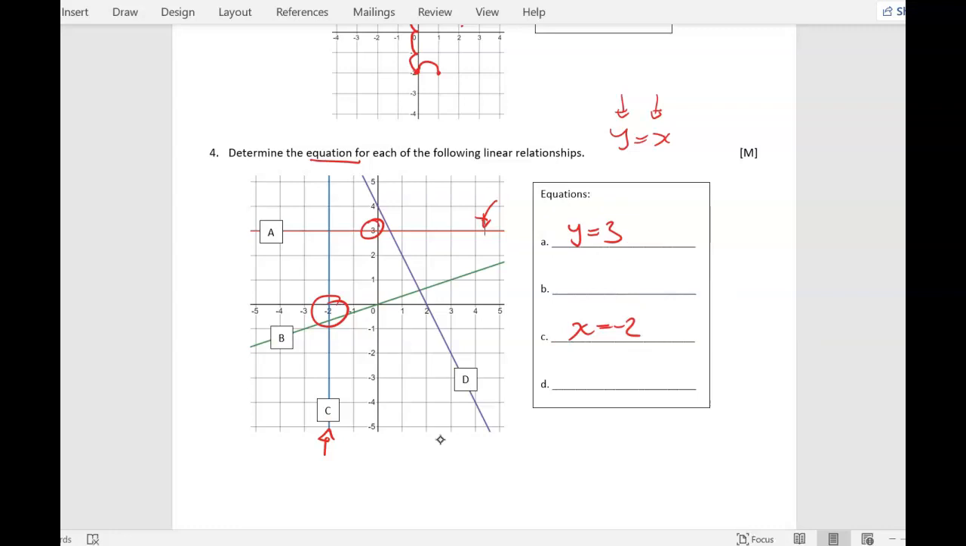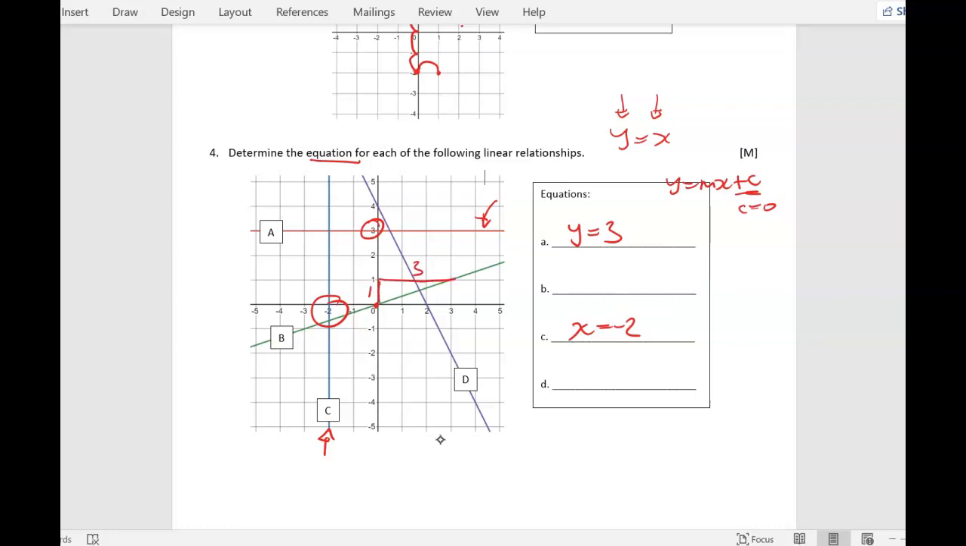The other ones, you can see the green line, that's slanted upwards. The purple line, that's slanted downwards. We're going to need that y equals mx plus c formula to determine the relationship or the equation for those ones. So let's start off with the green one. So the c, that relates to the start point, which in our case is 0. So c will be equal to 0, and it goes up 1 and across 3.